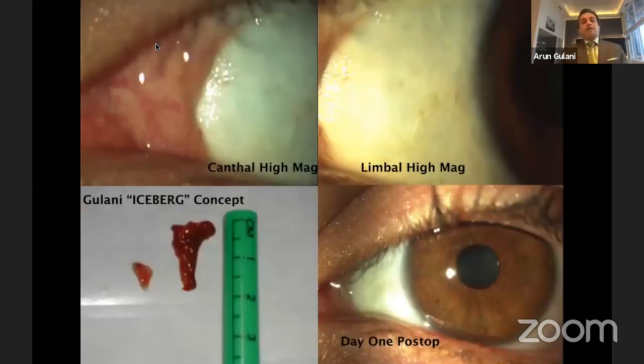This is the iceberg concept. See the amount of lesion I remove compared to what most doctors remove. The small part actually is pretty big. It's the whole pterygium that was visible. But the entire large part is what was existent right up till the medial canthus.